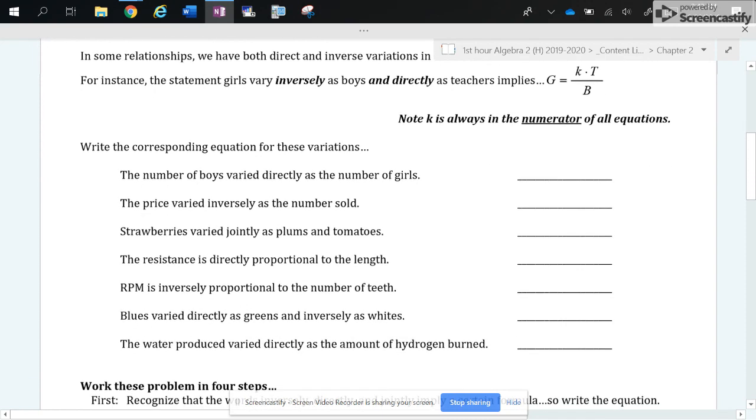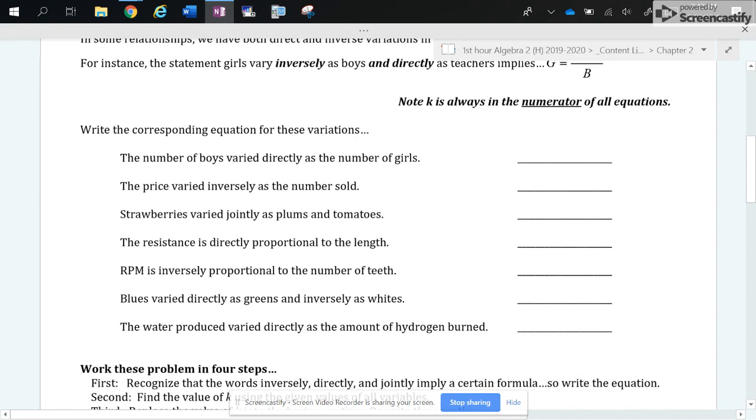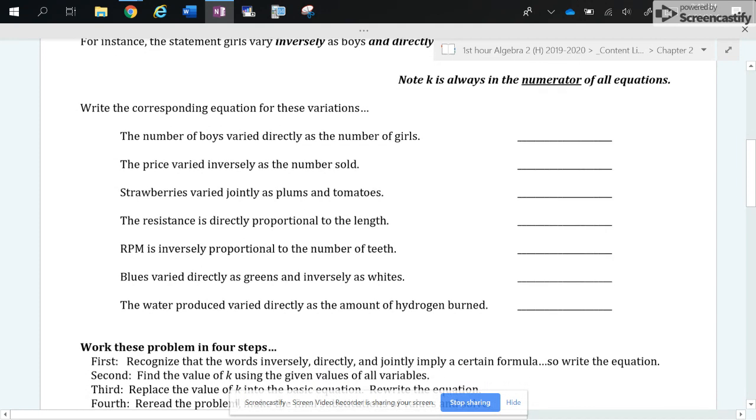So we're going to look at these sentences and see if we can write an equation for these variations. If we read the number of boys varies directly as the number of girls, then we say B is equal to K times G. If the price varies inversely as the number sold, then we would say P is equal to K divided by N, for number sold. The strawberries vary jointly as plums and tomatoes, so we'd say S is equal to K times P times T. Notice K is always in the numerator.